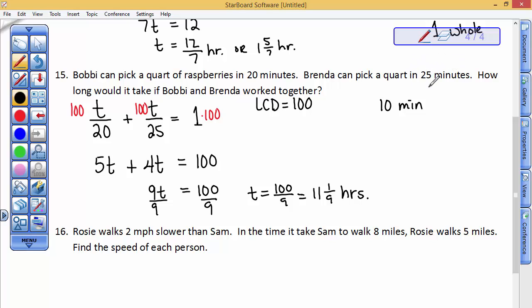But okay, let's say we can't clone Bobby, we can clone Brenda, and Brenda can do the project in 25 minutes, and we have another person who does it in 25 minutes. So half the time would be 12.5 minutes, half of 25. Your answer should always be between half of the small one and half of the large one, and 11 and 1/9 is in between 10 and 12 and 11. Just don't expect it to be right in the middle.